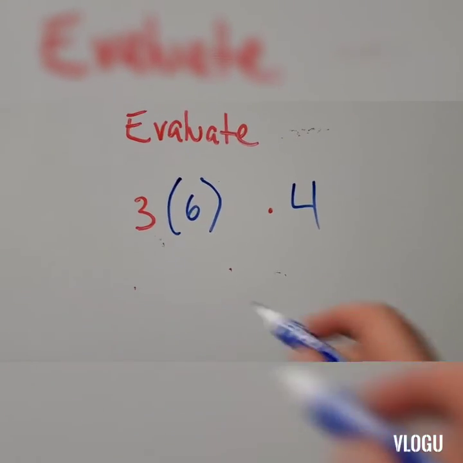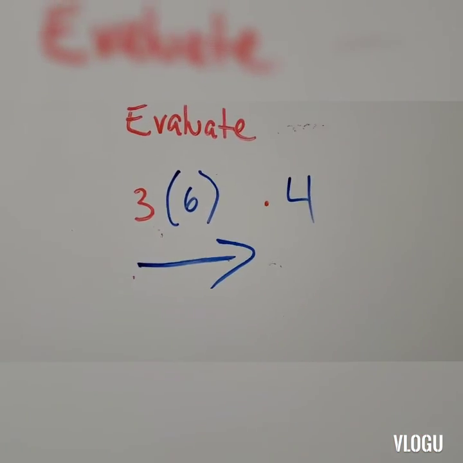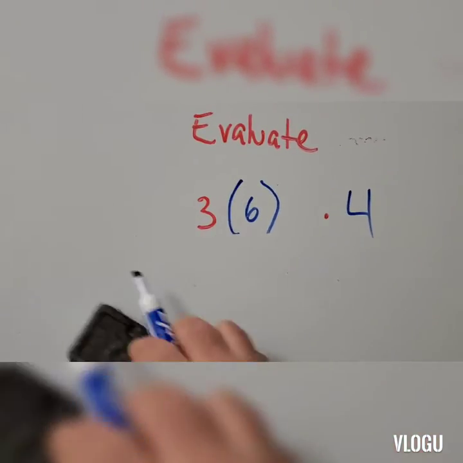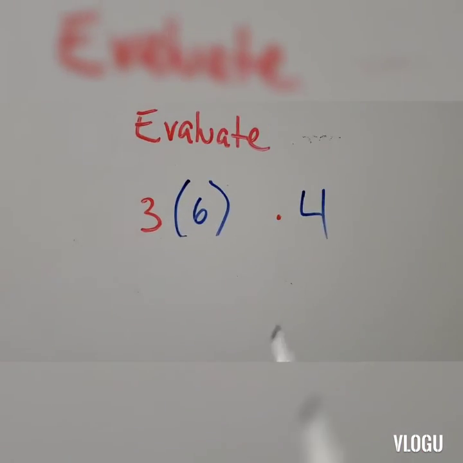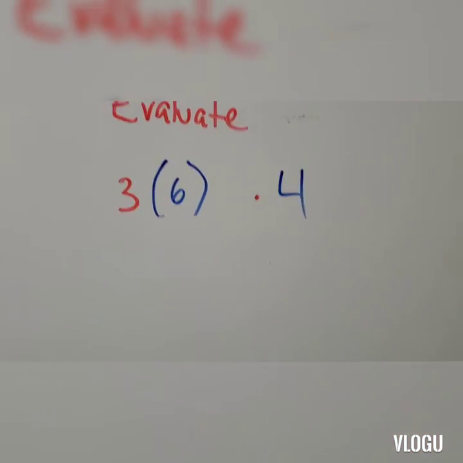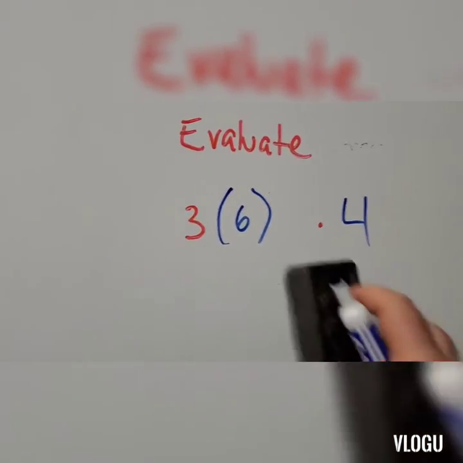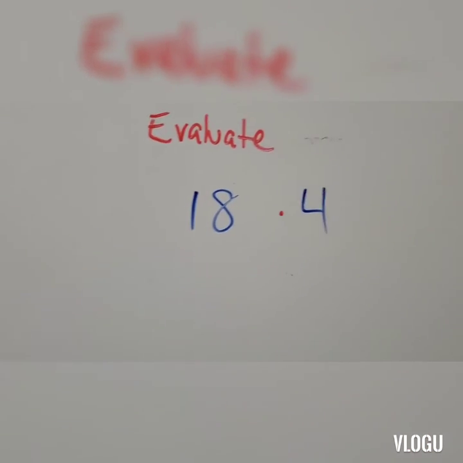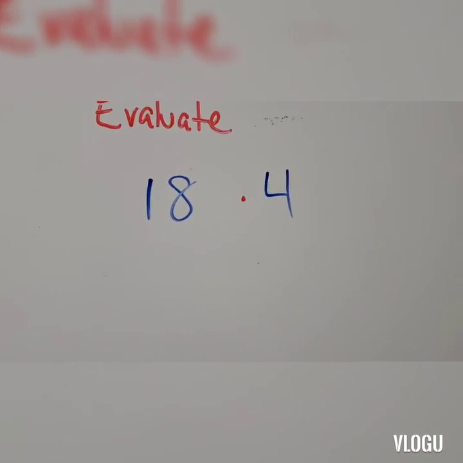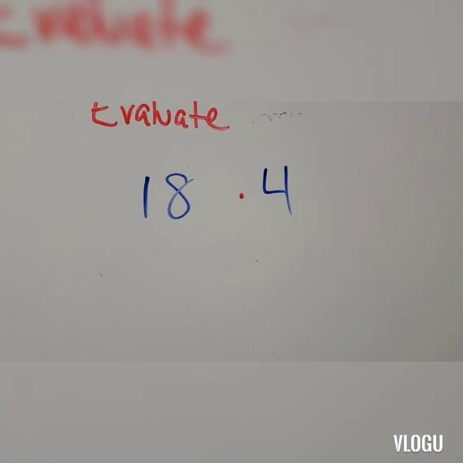Now I'm going to multiply left to right. I have two multiplications, 3 times 6, and that quantity times 4. 3 times 6 is 18. 18 times 4 is my last step.